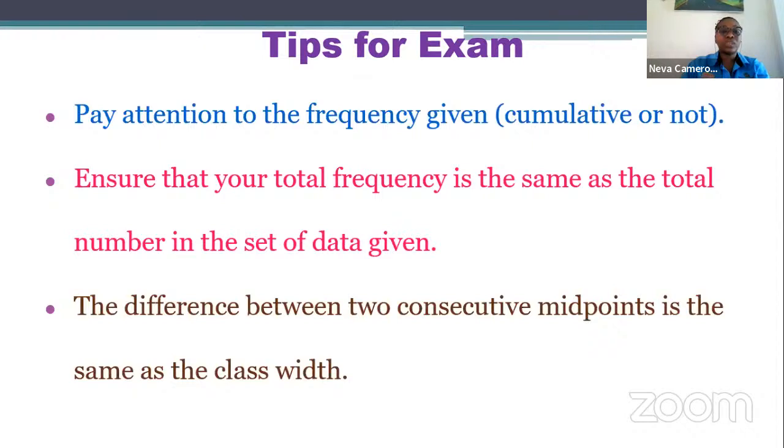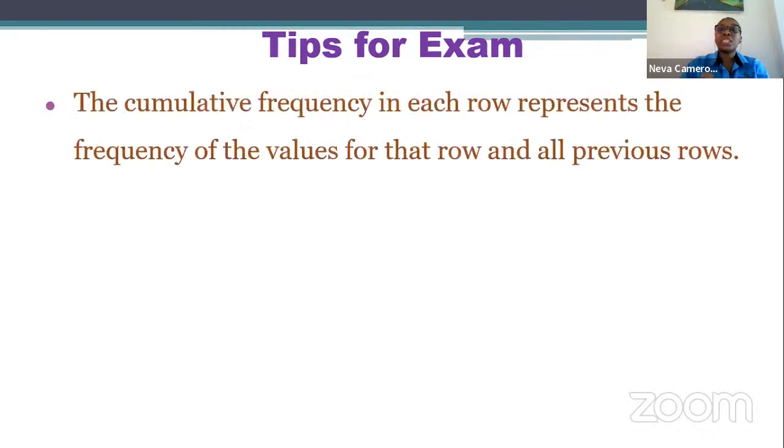The other tip I want to leave here is that the difference between two consecutive midpoints is the same as the class width. A lot of times when we're looking at the midpoint, you want to complete the table without adding the upper and lower limits and dividing by 2. If you can identify what the class width is, it is very important. This class width came out in so many different conversations. So let us make sure that we can see that the difference between two consecutive midpoints is the same as the class width.